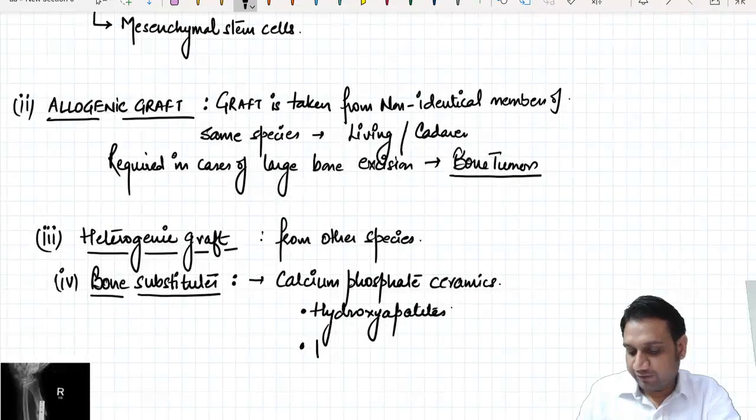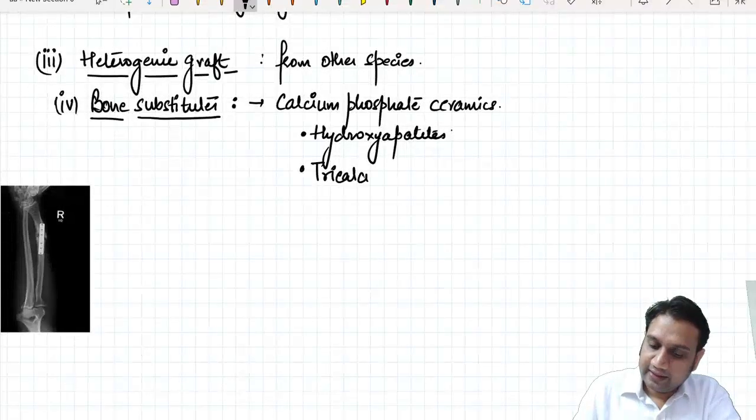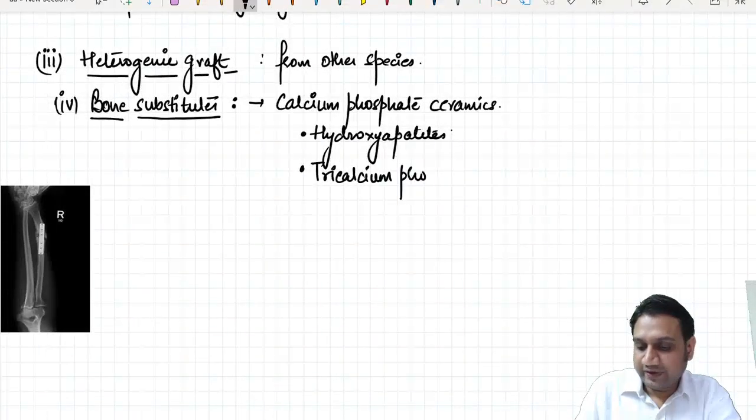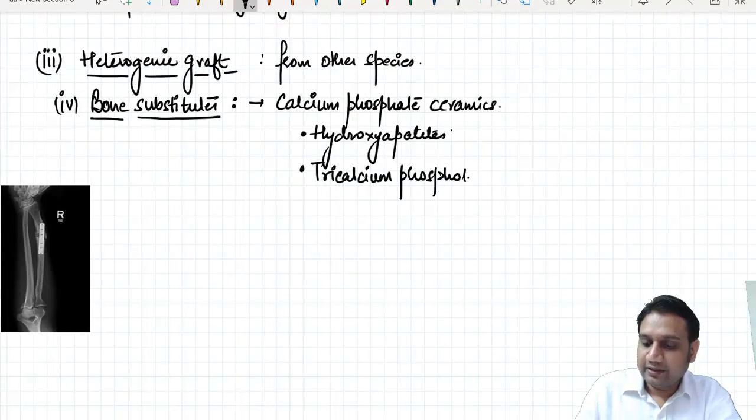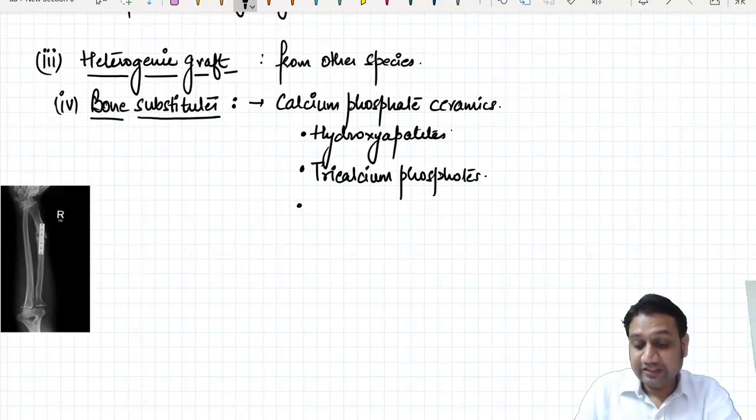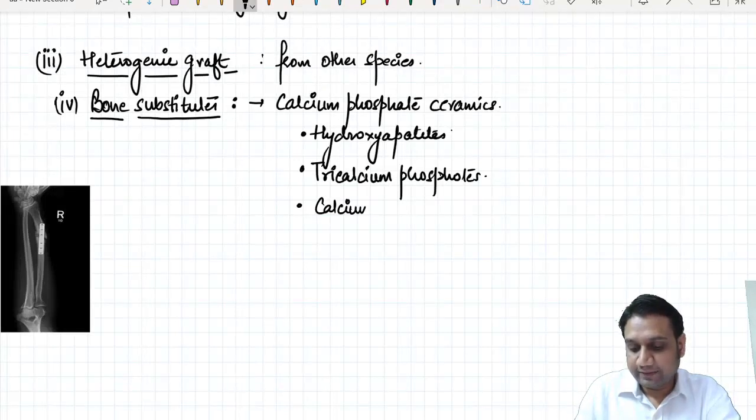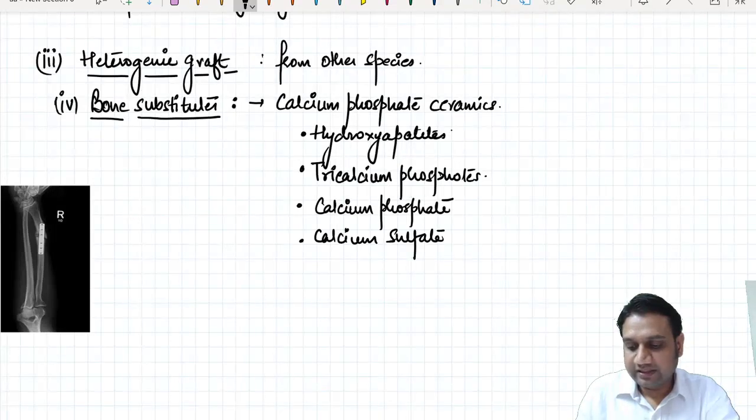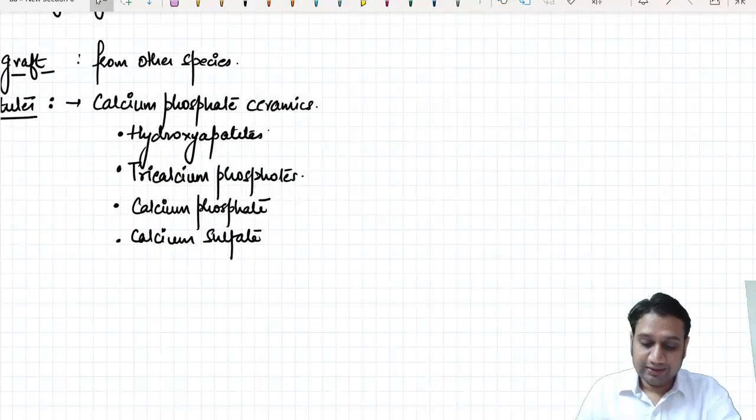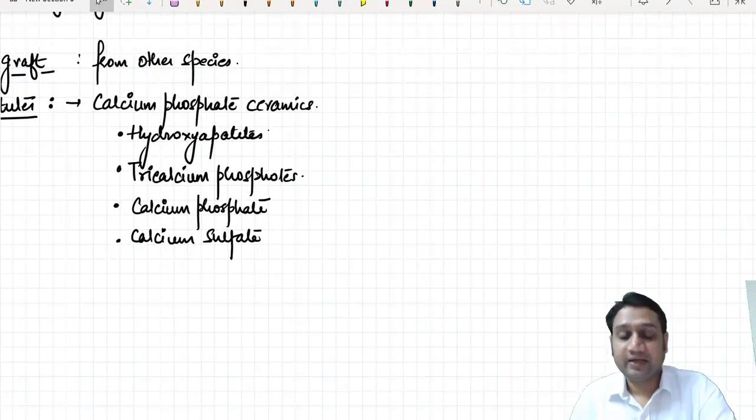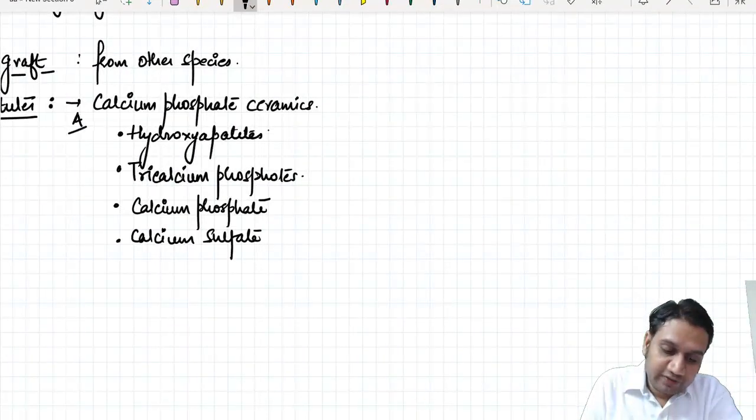They can be tricalcium phosphates. So hydroxyapatite, tricalcium phosphates. They can be calcium phosphate or calcium sulfate, or the cements, basically the calcium phosphate cements. This is one type, the calcium phosphate ceramics.